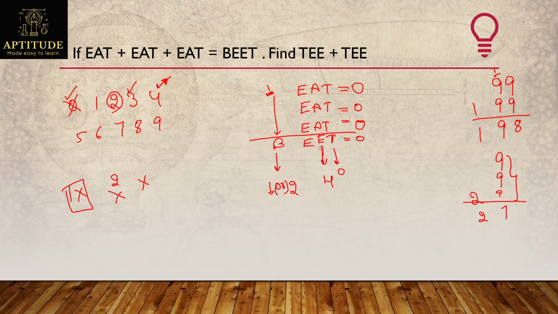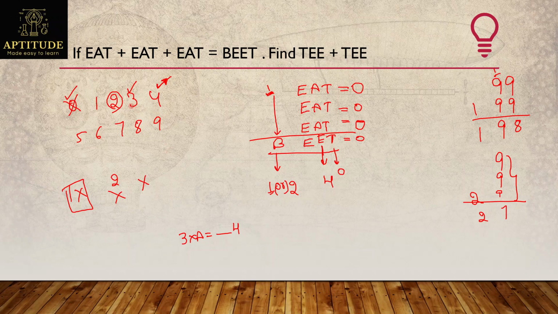See this, if E value is 4, which means if I add A 3 times, I should get 4 in the units digit. So simply that is nothing but 3 into A equals some value ending with a 4. Then what are the possibilities? Let's check.